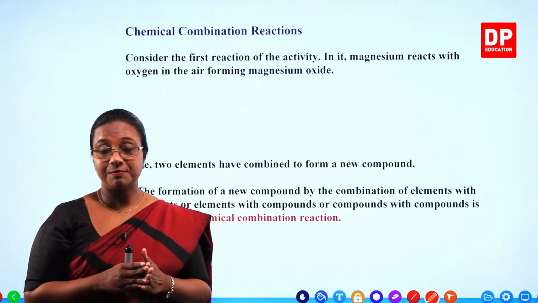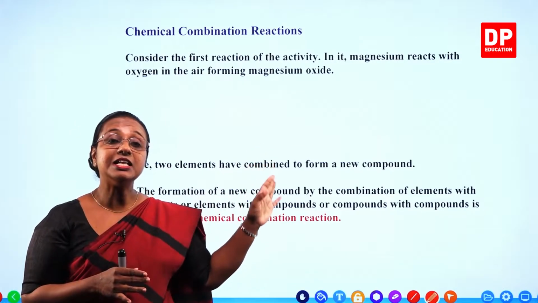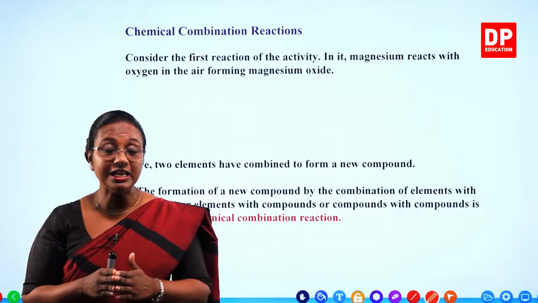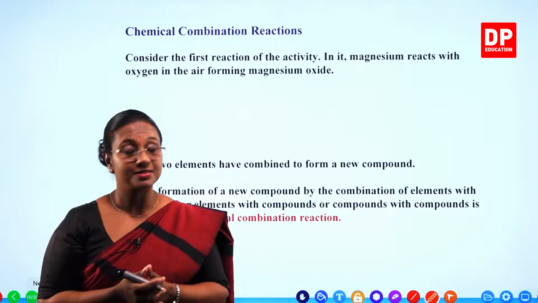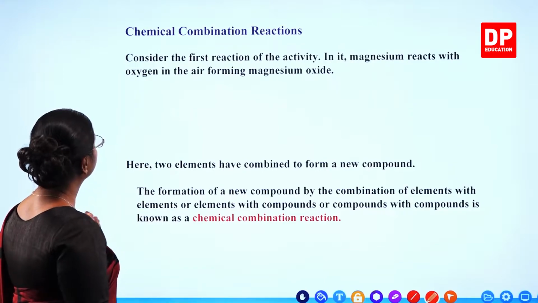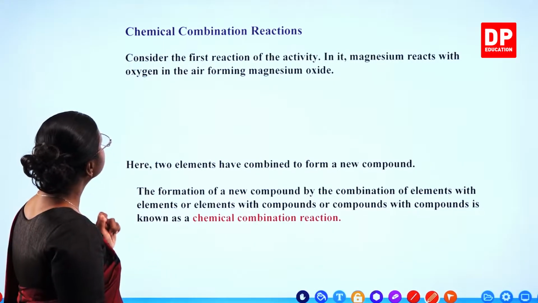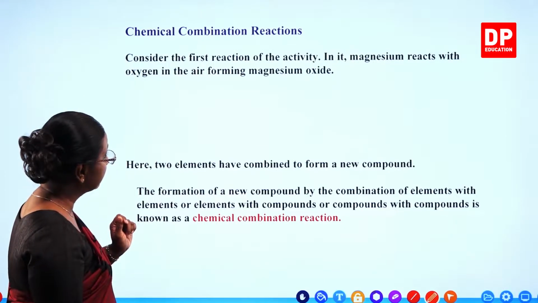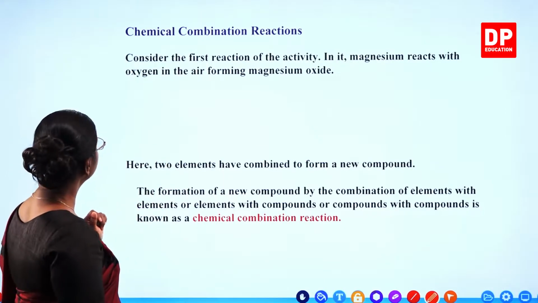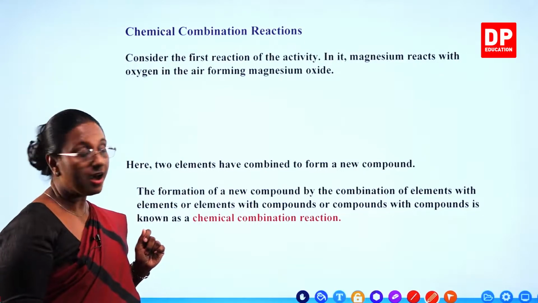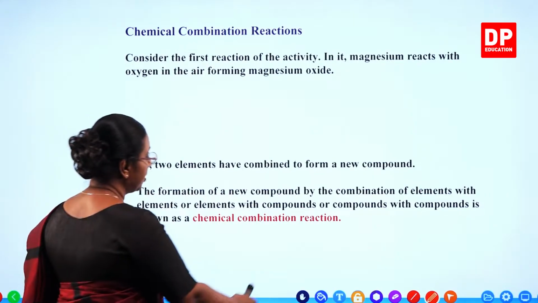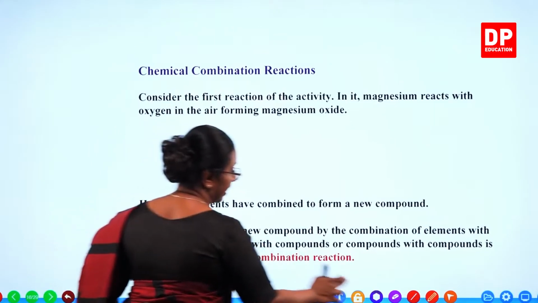In this chapter, I will be discussing each type of reaction individually with more examples. The first one, chemical combination reactions. Consider the first reaction of the activity. In it, magnesium reacts with oxygen in the air, forming magnesium oxide. I just mentioned that to you all.